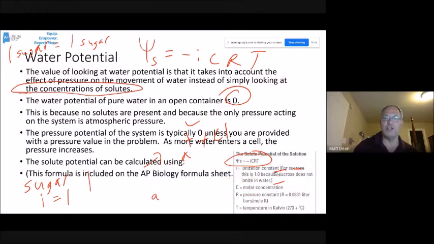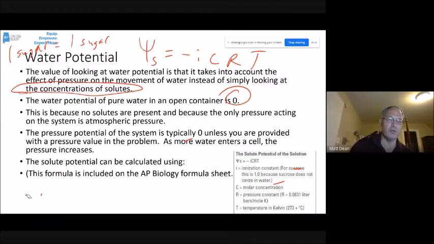C is the concentration of the solute. So it's going to be the molarity of the solute. That's generally going to be given to you in the problem. R is the pressure constant, which you've probably seen in chemistry class before when you were dealing with PV equals nRT. Now, this value is probably a little different than the one you used in chemistry for R because it has different units. Same constant, in this case, measured in different units, but 0.0831 is the value we will always use for R. That value is given to you on the AP Bio formula sheet.